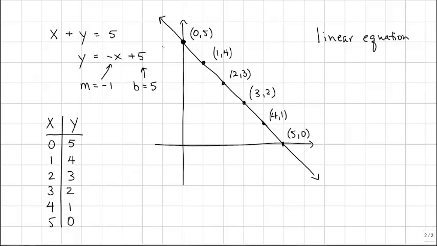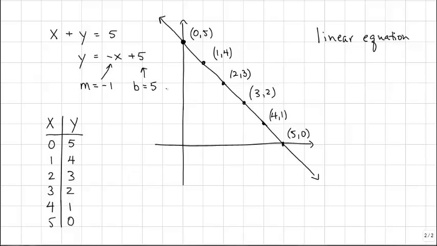So the y-intercept tells you where it crosses the y-axis, and you can see it crosses the y-axis at 5, so we refer to that as the y-intercept. The slope, -1, well, let's just look and see if the slope is -1. Is it dropping a unit every time we move to the right 1 unit? Yes, so this has a slope of -1 and a y-intercept of 5.